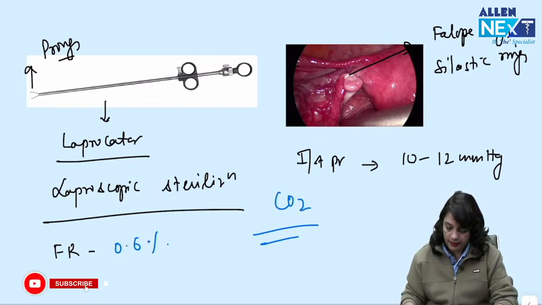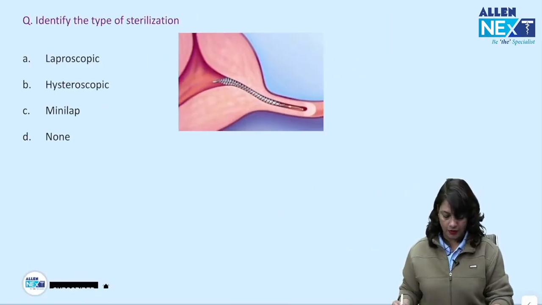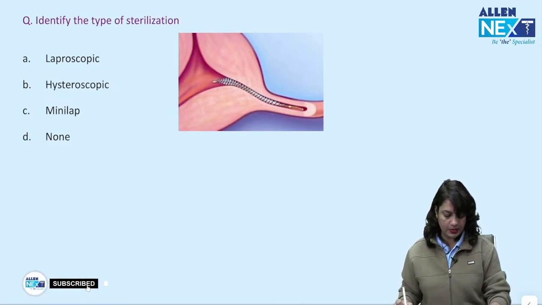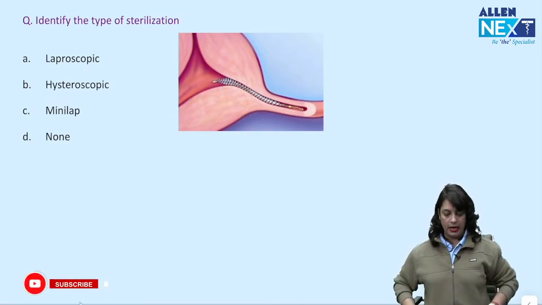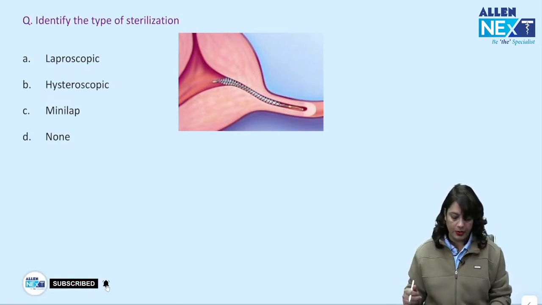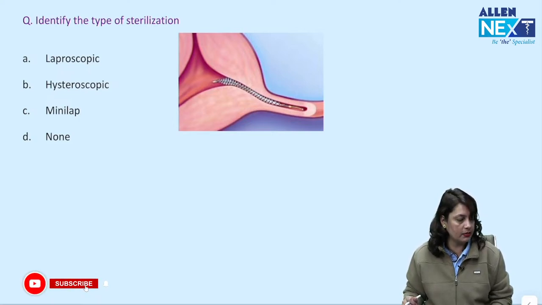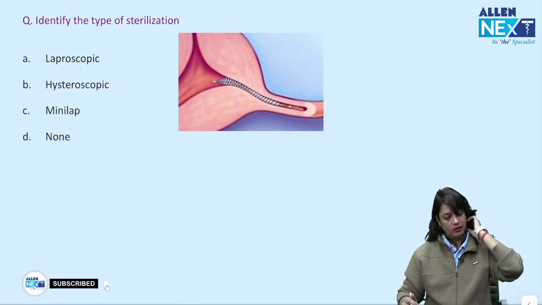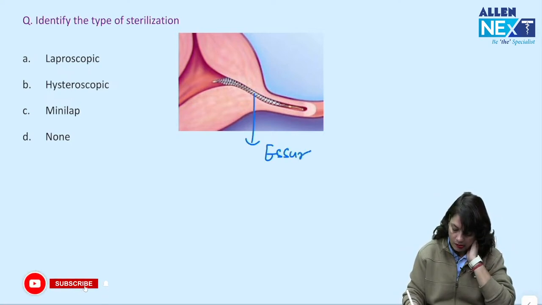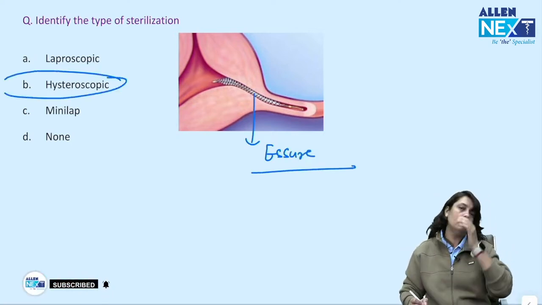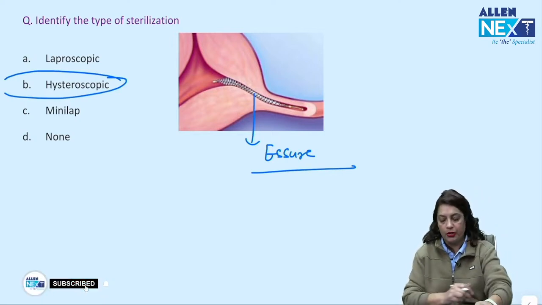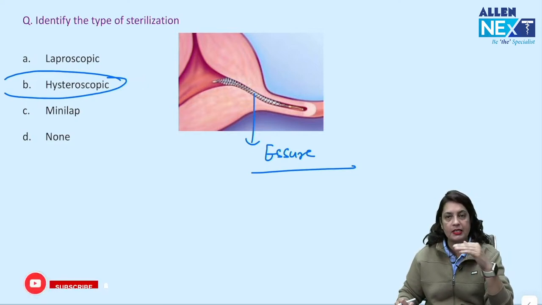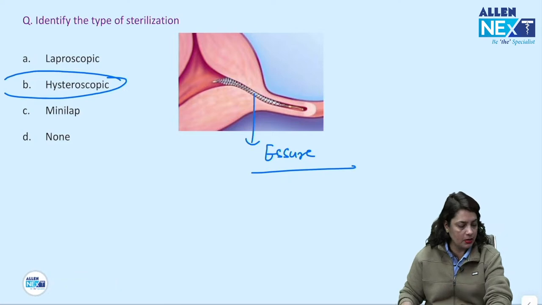Answer: carbon dioxide. Next, identify the method of sterilization. What is shown in this? Laparoscopic sterilization, hysteroscopic sterilization or mini lap? What's your answer? This is Essure. This is hysteroscopic sterilization. A metallic coil has been put into the fallopian tube through hysteroscopy. There is epithelialization which takes place in 3 months time. So an additional backup method should be used after this particular type of sterilization method.